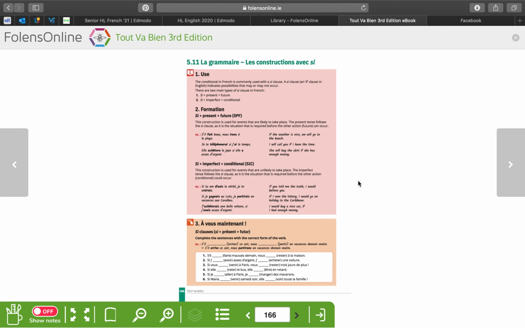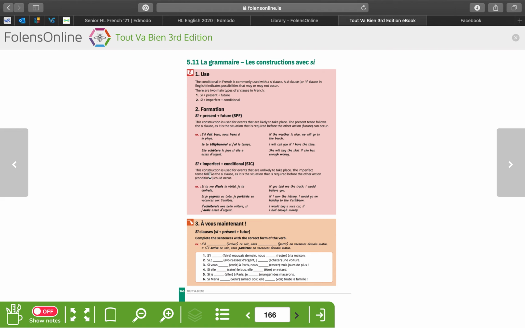Now, the second kind of one works in the same way. It's see plus the imparfait plus the conditional. So you can see they have SIC here, see, imparfait, conditional. So just like before, the see and the imparfait have to stay together. Okay, that's your first clause, and the conditional goes into the other one. And again, it's just like English. So this construction is used for events that are unlikely to take place.